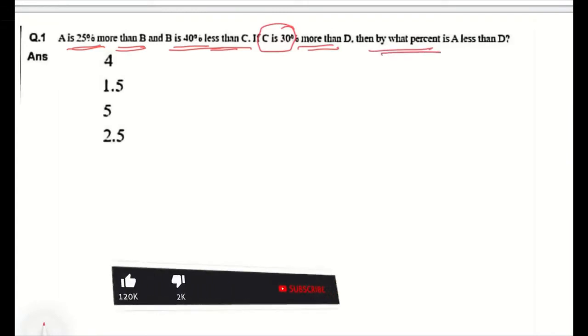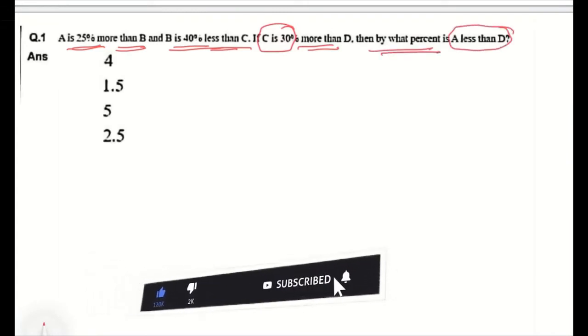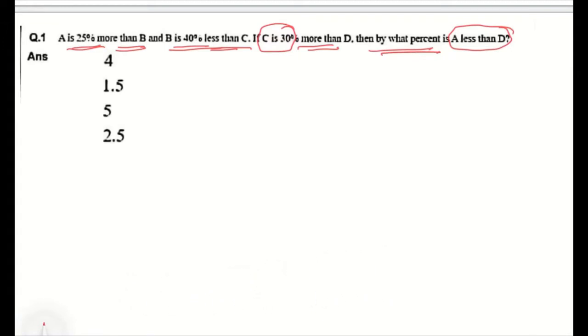Let's start the video. Look very clearly here. A is 25% more than B and B is 40% less than C. If C is 30% more than D, then by what percent is A less than D? Okay. So basically, I have told you before, whenever percentages are there, you have to convert them into fractions.